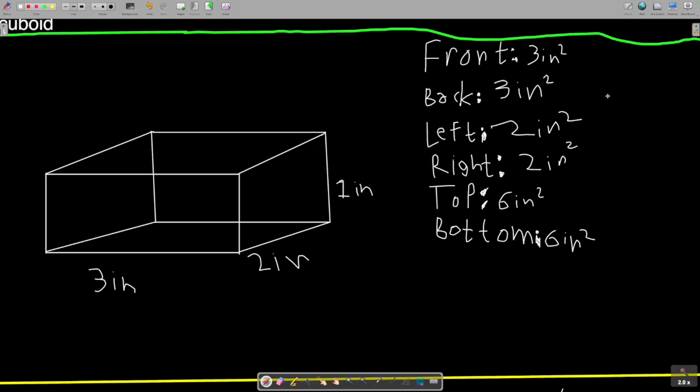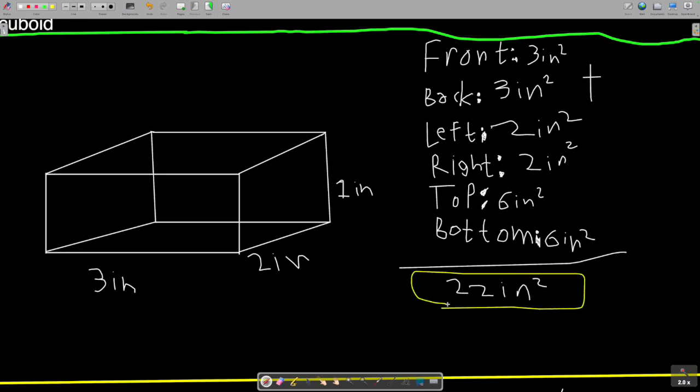Now let's add these up. 3 plus 3 is 6, plus 2 is 8, plus 2 is 10, plus 6 is 16, plus 6 is 22. So the surface area of this cuboid is 22 square inches.